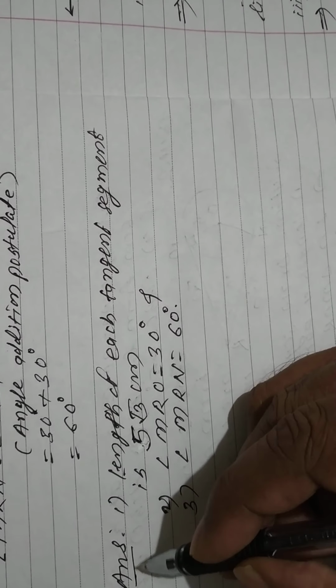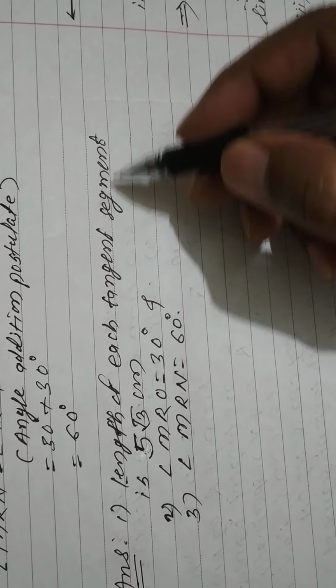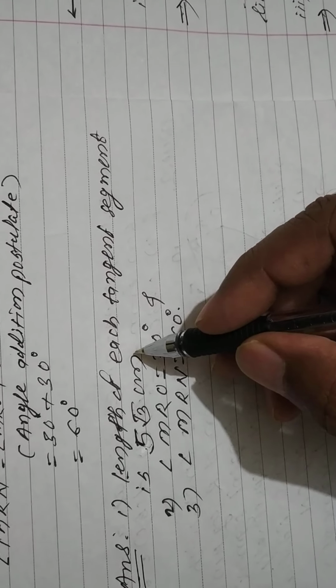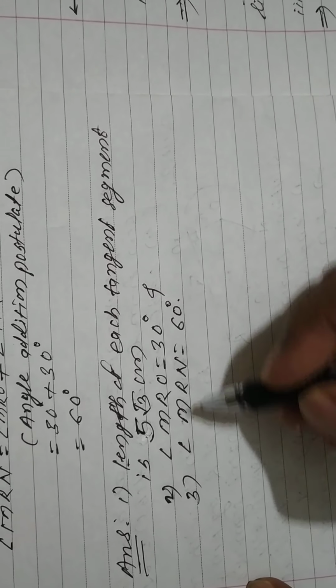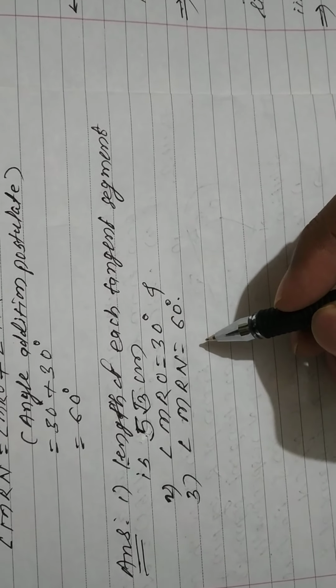Therefore, last you write the answer. Length of each tangent segment is 5 root 3 centimeter. Second, angle MRO is 30 degrees, and third, angle MRN is equal to 60 degrees.